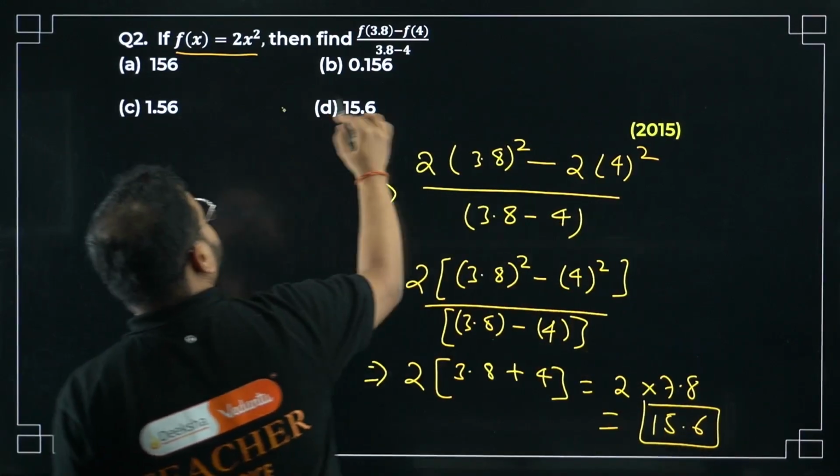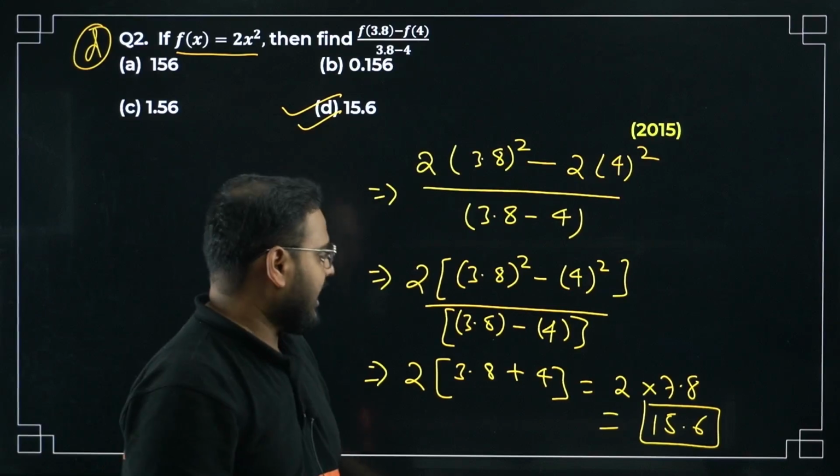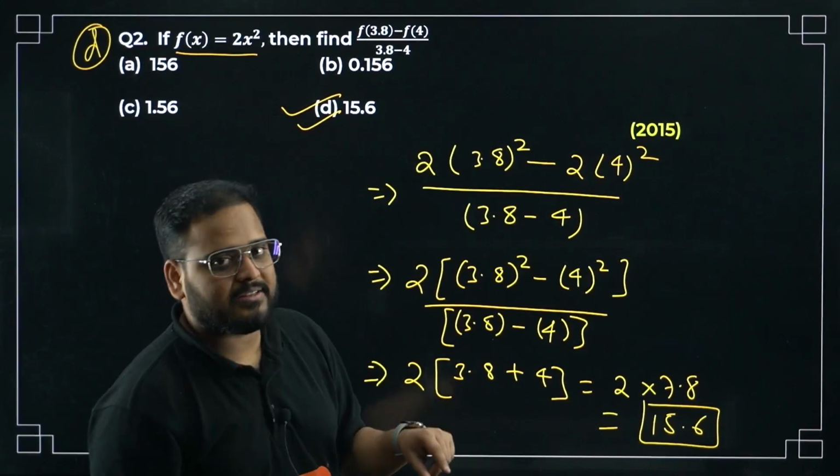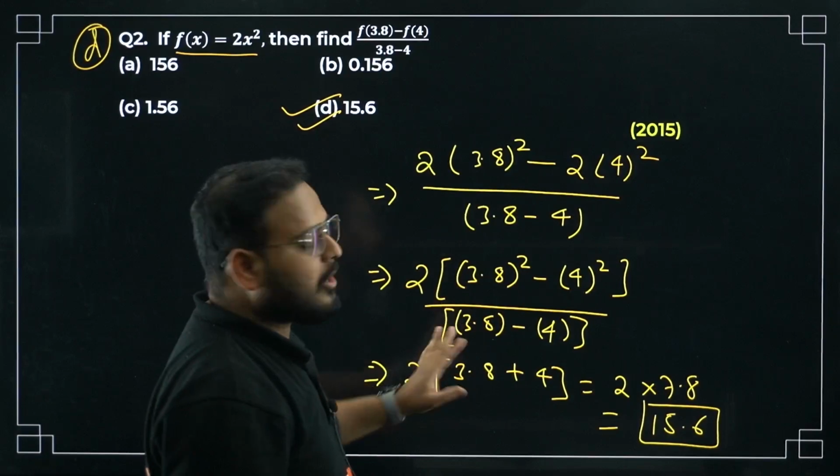$15.6. Option D is correct. I hope you're getting this step. Let me know if you're not getting it. Let me know in the comment section for question number 2, step 2 to 3, if you're getting it or not.